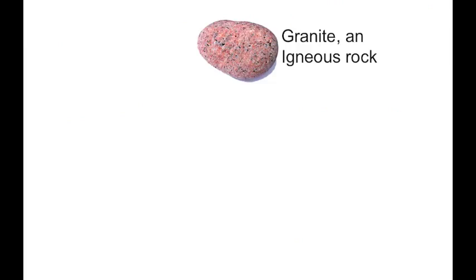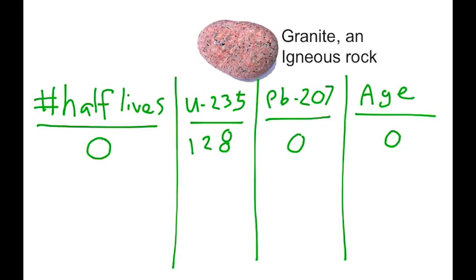So if you take granite, an igneous rock, the second it forms, it's going to have some uranium within it and no lead. So for this example, like the activity we did in class, we'll say that when the rock was formed, it happened to have 128 uranium-235 atoms in there and no lead-207, and it was just formed, so it doesn't really have an age.